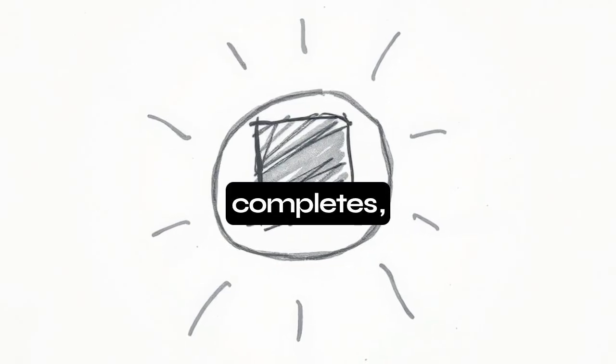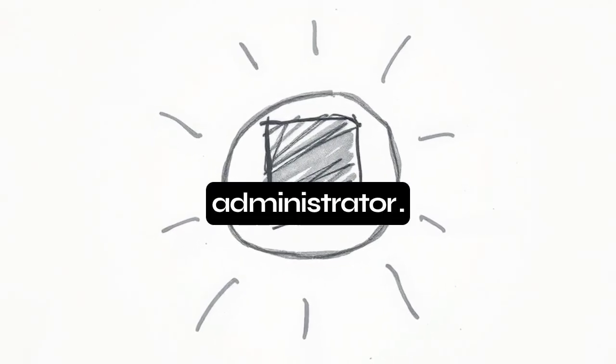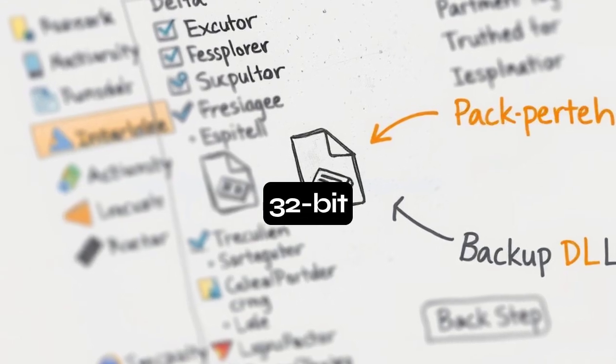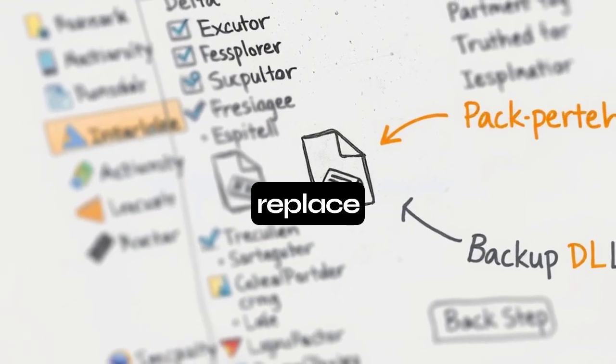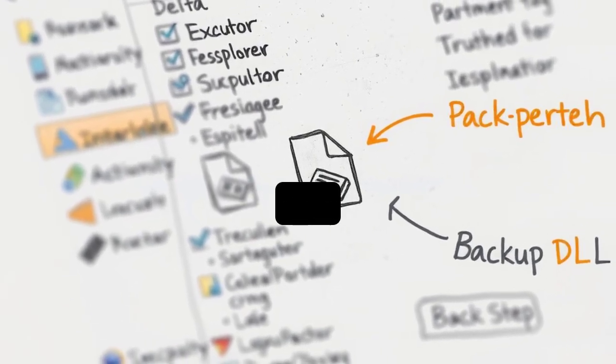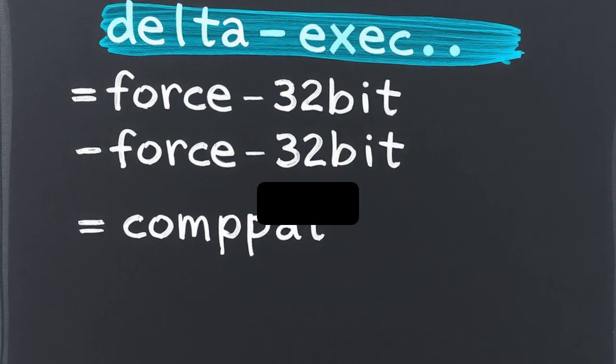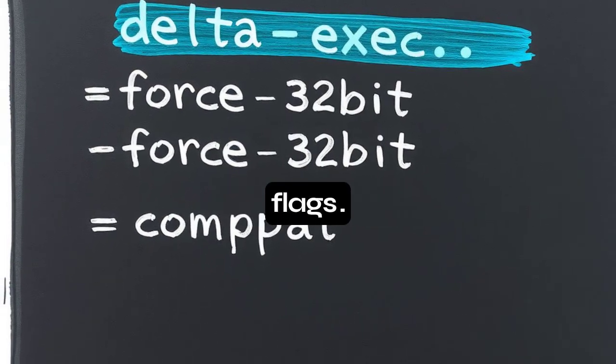After install completes, open a terminal as administrator. Apply the 32-bit compatibility patch. Replace executor.dll in the app folder. Run the commands shown on screen to set compatibility flags.